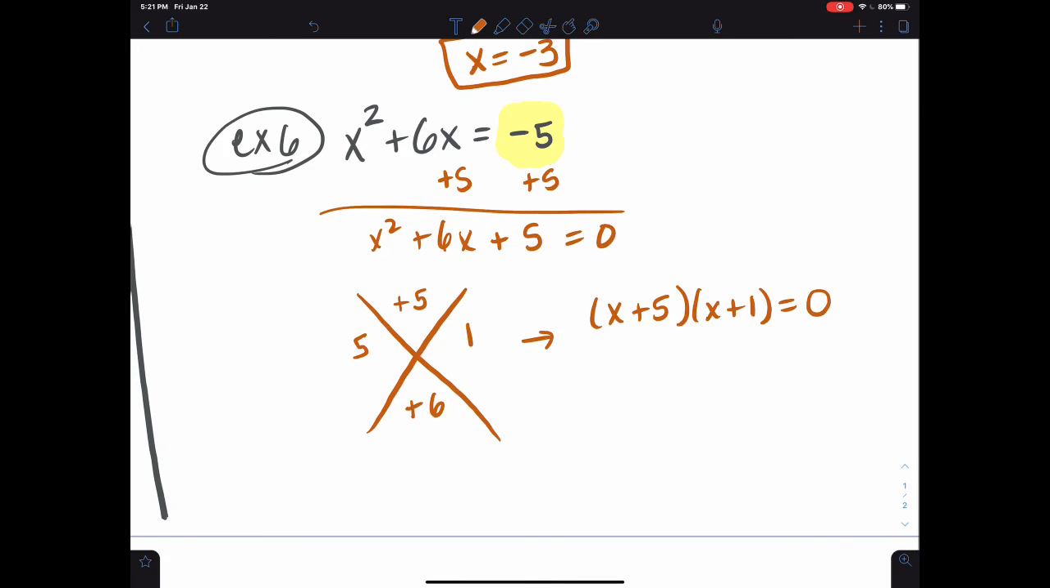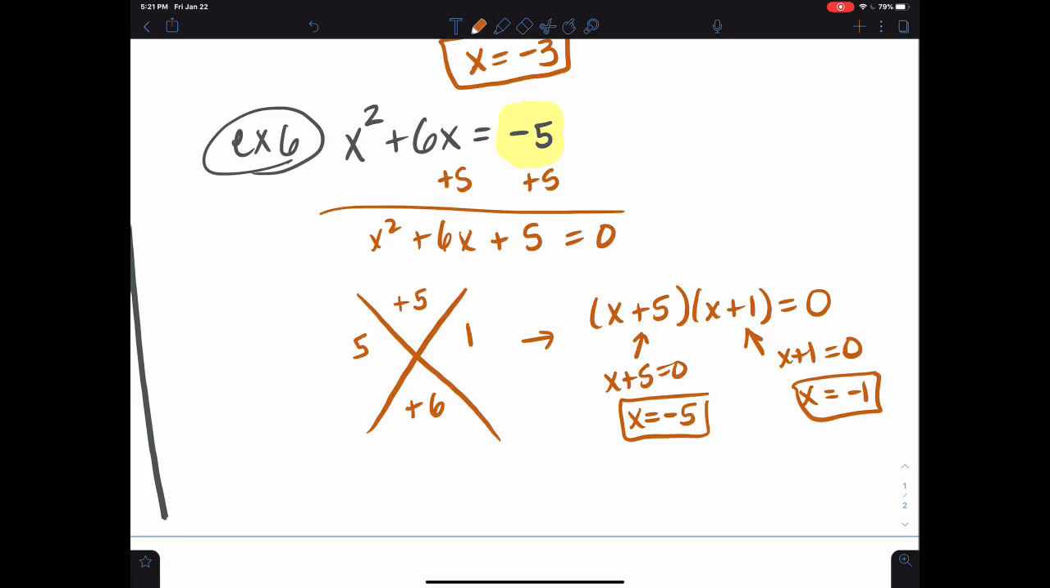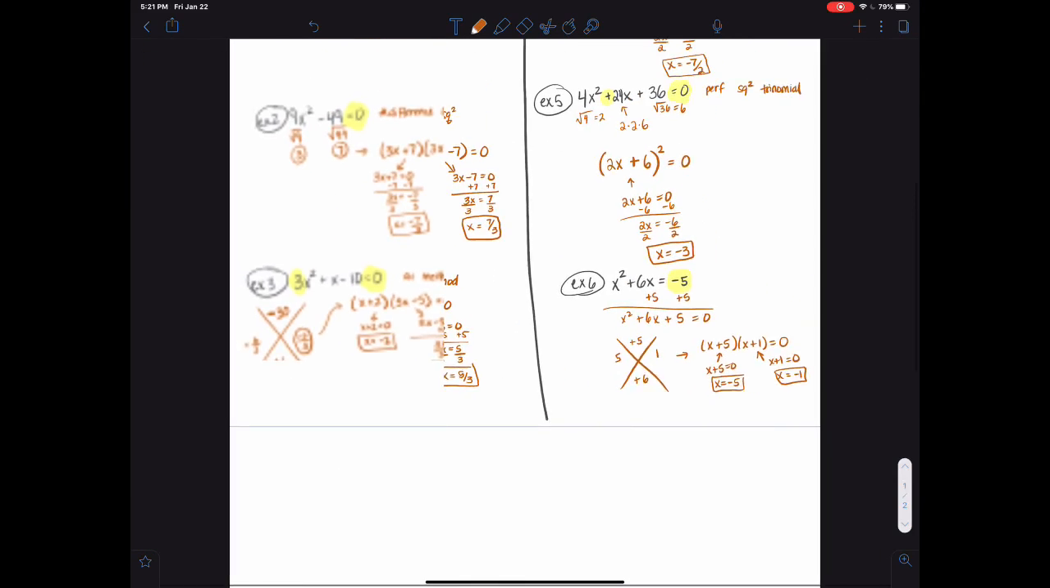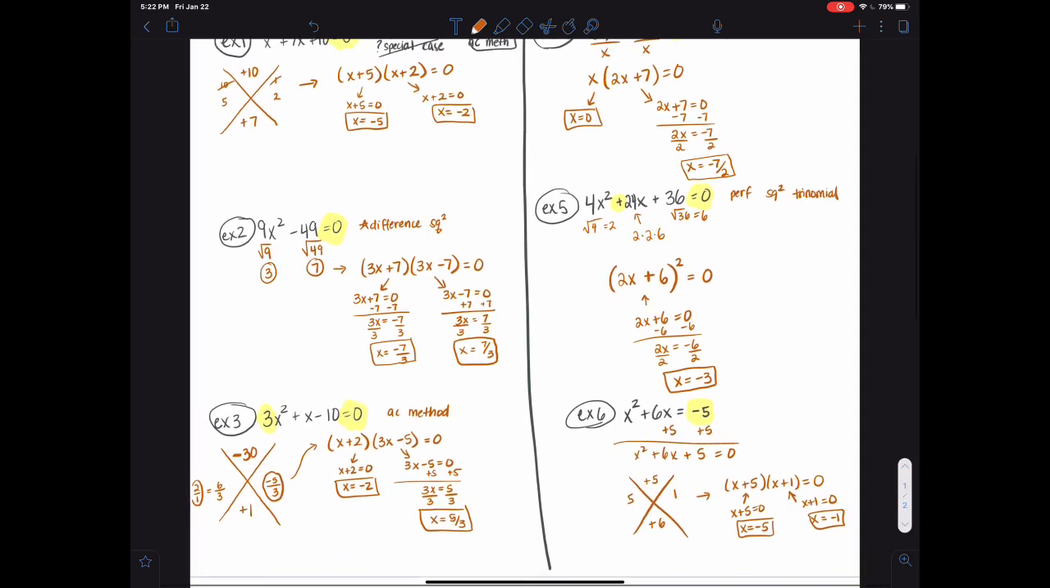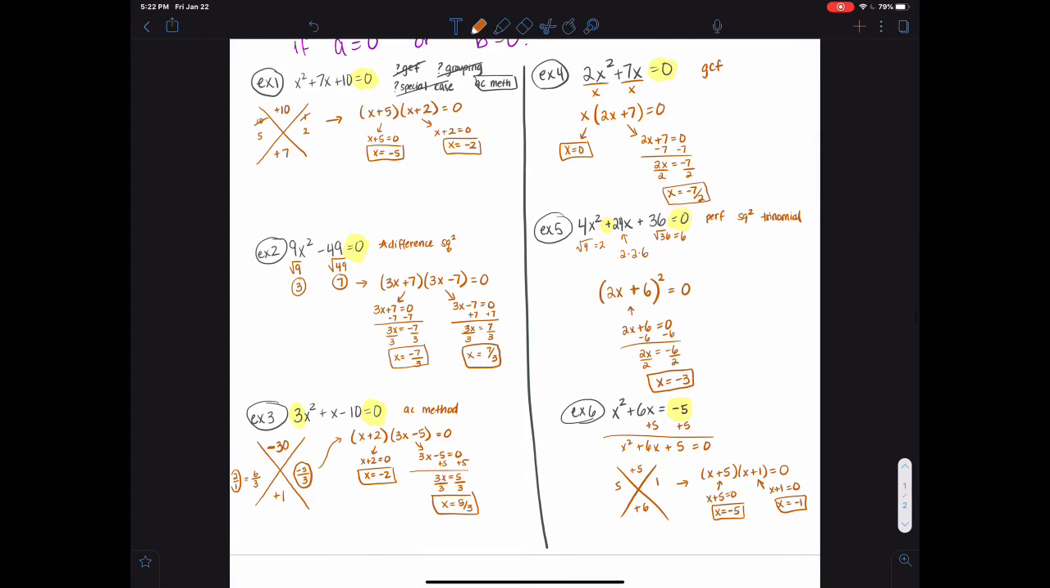Solve when each factor is equal to 0. And I end up with solutions of x equal to negative 5 and x equal to negative 1. We will cover more examples like number 6 in our next lesson, but this is just an introduction into how we can solve different quadratics using our methods of factoring.